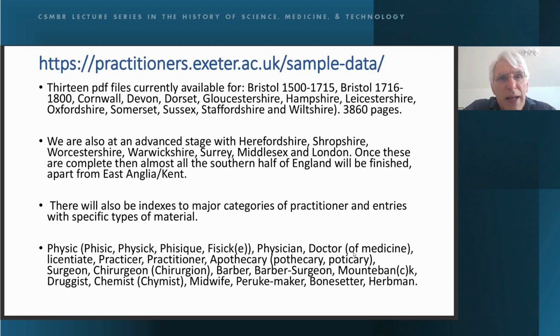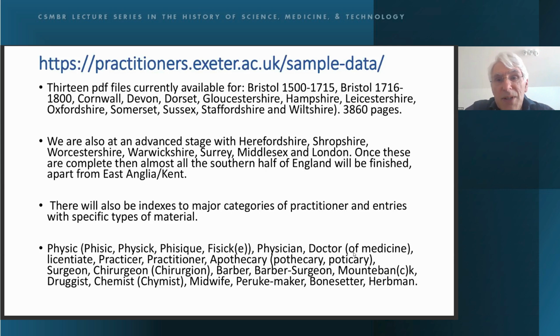So at the top, you will see the website of the project, practitioners.exeter.ac.uk, and one particular page within that, which is the page where we have put on our sample data, and that is what I'm going to be talking about today. And so far, we have put up on that 13 PDF files covering the city and county of Bristol, with some extra material on Bristol after the end of our normal project, because those of you who know me will know that I can't resist knowing things about Bristol and had too much to say in the later period. And then a series of other counties, essentially counties in the south and mostly in the southwest side of England. And those 13 PDF files together at the moment make up 3,860 pages of text available.